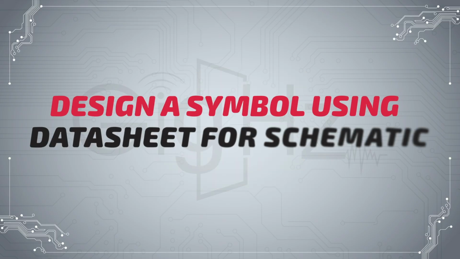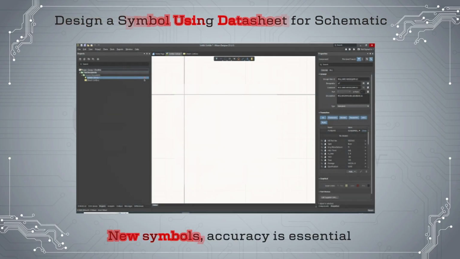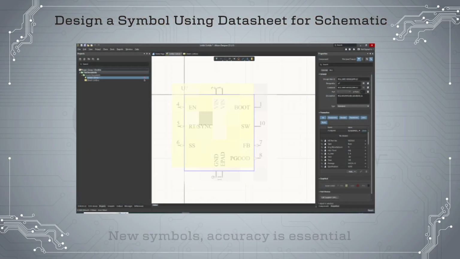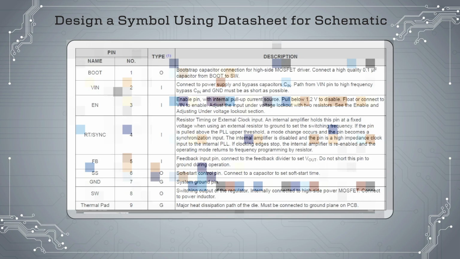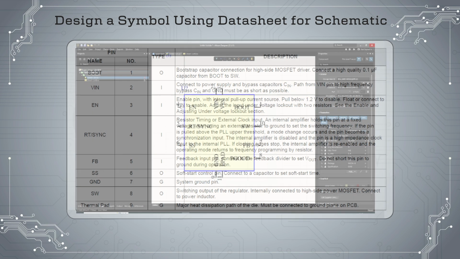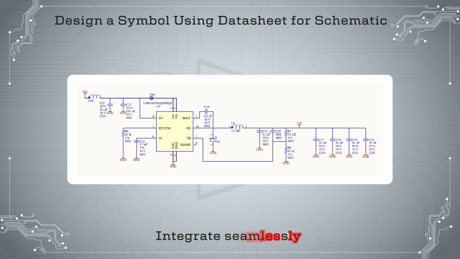Design a symbol using datasheet for schematic. When creating new symbols, accuracy is essential. This process starts with referencing the component's datasheet, which provides details about pin configurations and electrical properties. Using this information, designers create precise symbols that integrate seamlessly into their schematics.